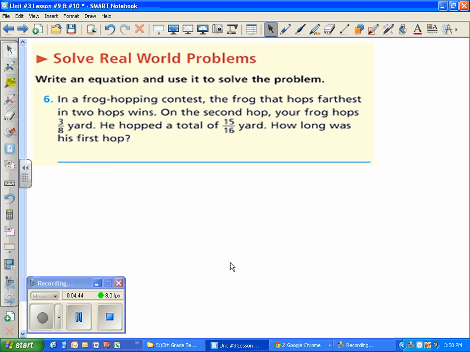Here's the problem. In a frog hopping contest, the frog that hops the farthest in 2 hops wins. On the second hop, your frog hops 3/8 of a yard. He hopped a total of 15/16 yards. How long was his first hop? So that's where we have to write the equation. We know it to be n plus 3/8 equals 15/16.